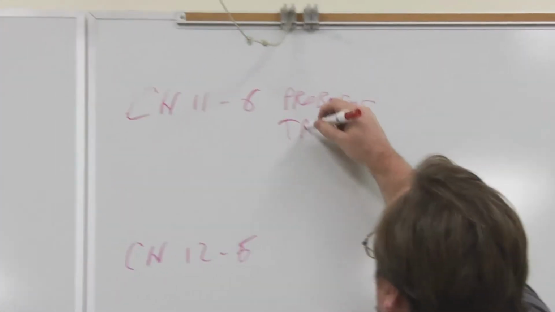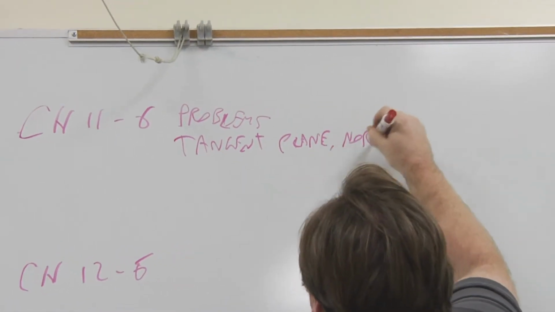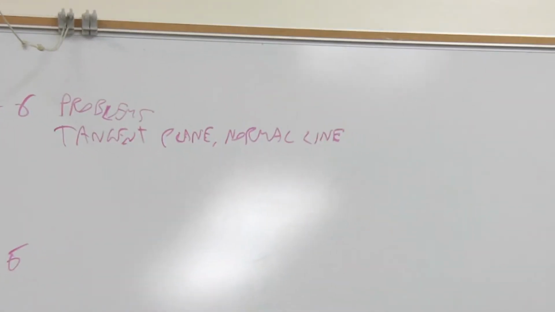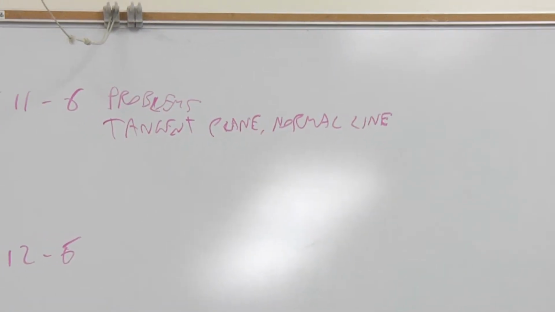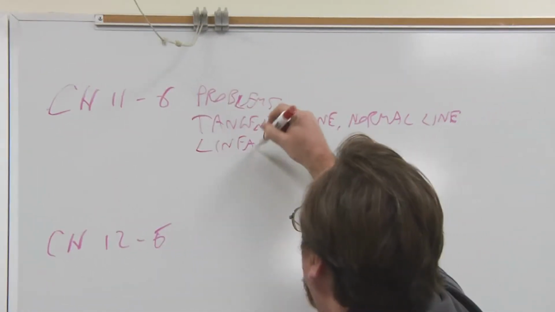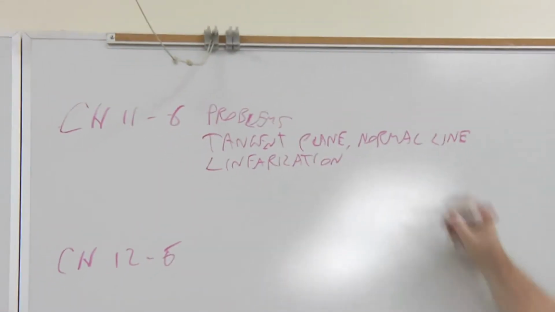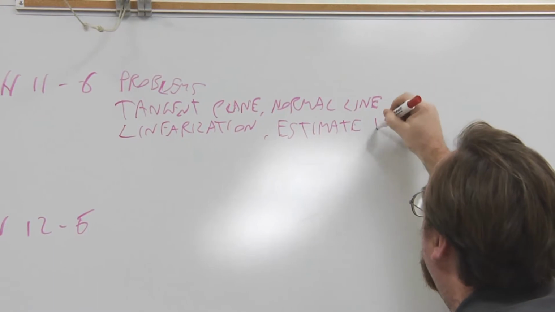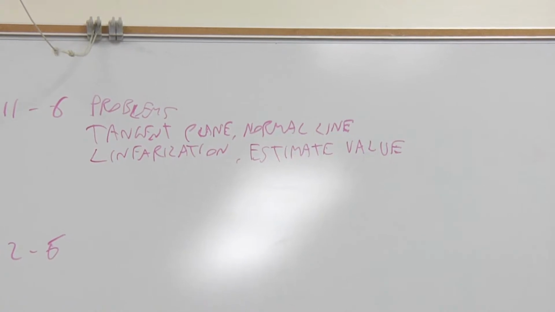So we have tangent plane and normal line. So given a function at a point, write down the equation of a tangent plane at that point and a normal line. There was a problem like this on the first take-home exam. Linearization: come up with a linearization of a function at a point, and use that to estimate the value of a function at a nearby point just by using a linearization.